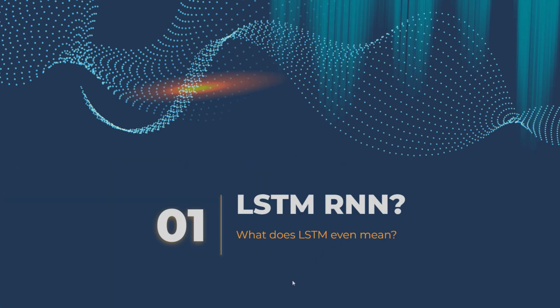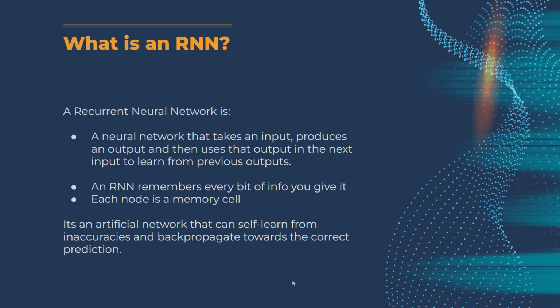But hold on, an LSTM RNN, what does LSTM even mean? To know what an LSTM is, we need to know what an RNN is. An RNN is a recurring or a recurrent neural network. This is a neural network that takes an input, produces an output, and then uses that output in the next iteration in the input to learn from previous outputs.